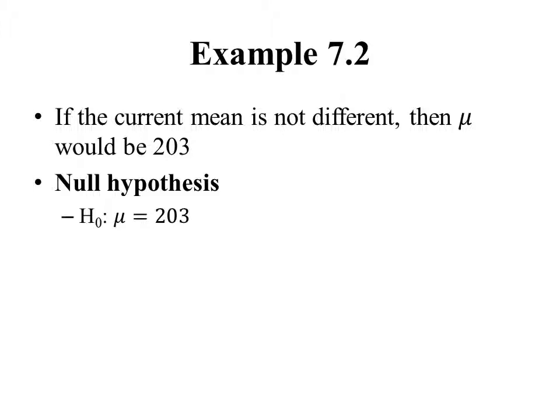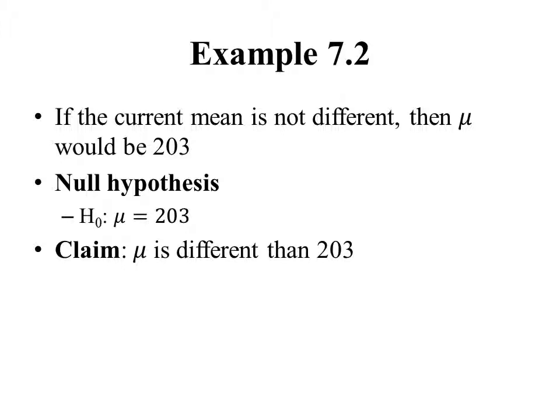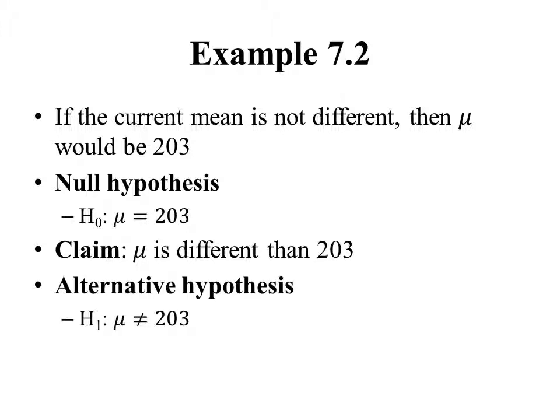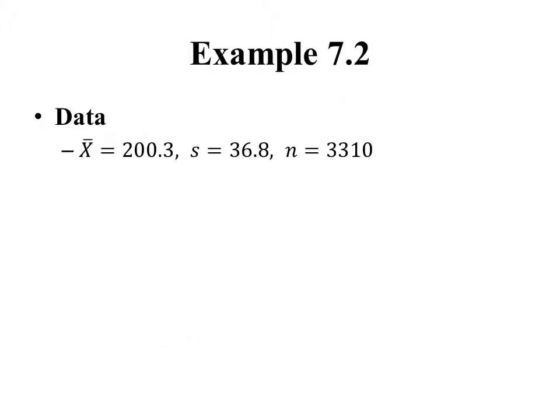So the null hypothesis is the statement that mu equals 203. Now the claim or the research hypothesis is that mu is different than 203. And so our alternative hypothesis is going to be the statement that mu is not equal to 203. Okay. So here's the data as given in the book. So here we went out and we measured the total cholesterol of 3,310 people. We got a mean level of 200.3 with a standard deviation of 36.8.